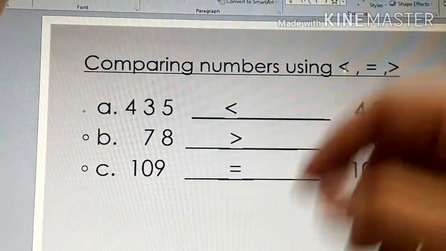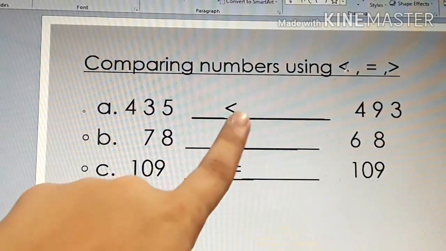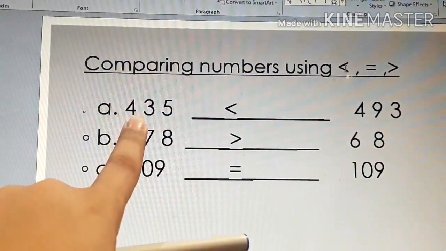Now children, we will understand how to compare the numbers. You can see here, first number is what?